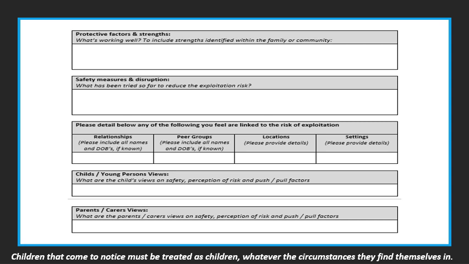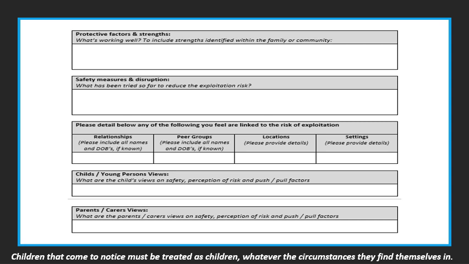When exploring risk with the parent carer, do they minimise missing episodes, for example, as this will have an impact on the child's views and actions and may be increasing the risk posed to the child? Or are they taking all appropriate protective steps, and if so, is this having any impact?